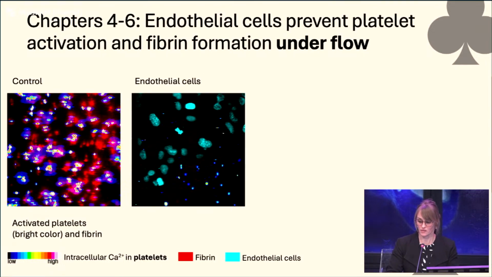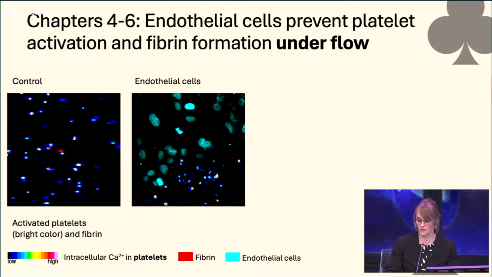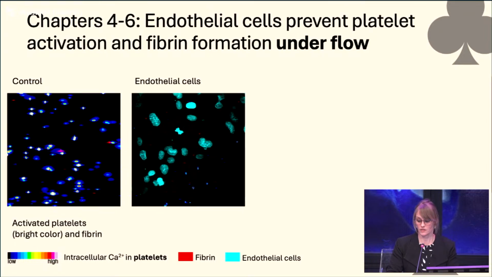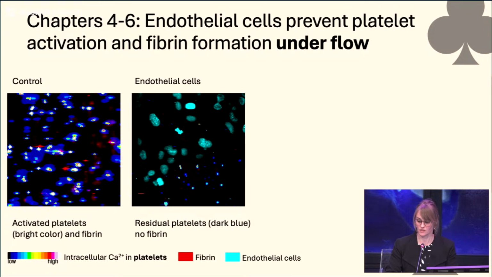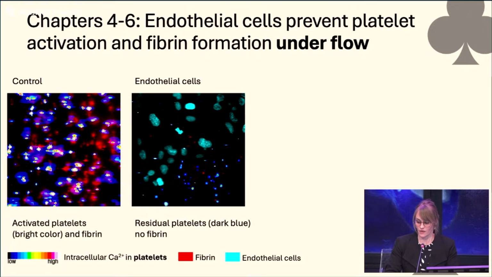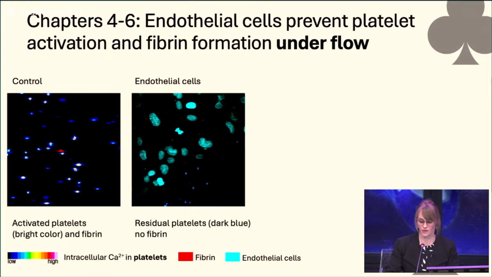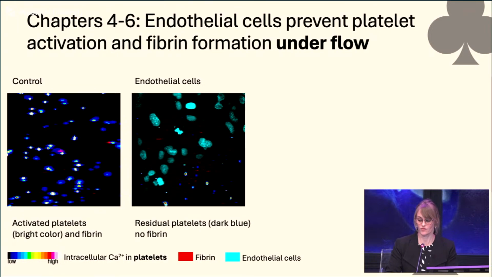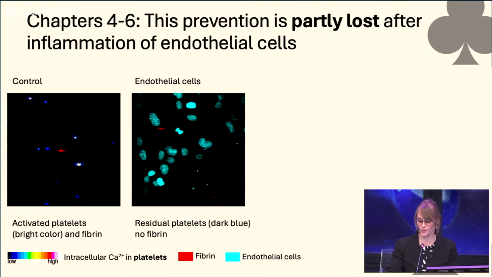After 3.5 minutes, large thrombi form and platelets adhere to the surface, and we see that when endothelial cells are present at the same surface, the large cyan-colored shapes, thrombus formation is strongly inhibited. We only see residual calcium signals in the platelets, and in addition, we observe almost no fibrin formation. Endothelial cells therefore prevent platelet activation and fibrin formation under flow.